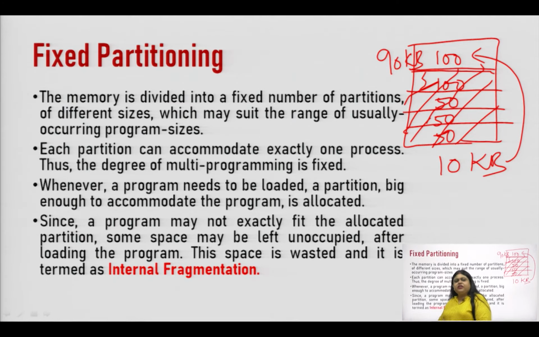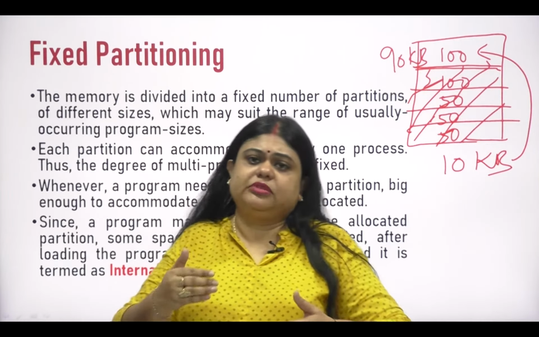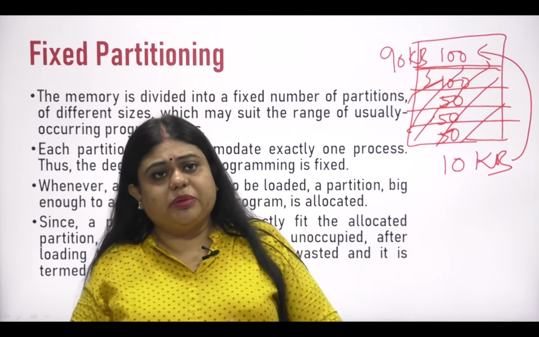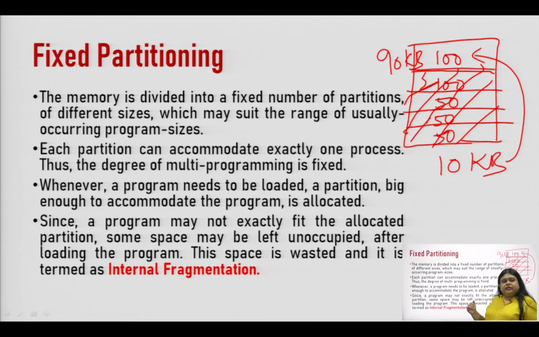Next, it says whenever a program needs to be loaded, a partition big enough to accommodate the program is allocated. So, whenever a process is trying to come inside, a partition which can satisfy the memory requirements of that process is allocated to it. Next it says, since a program may not exactly fit the allocated portion, some space may be left unoccupied after loading the program. This space is wasted and is termed as internal fragmentation.